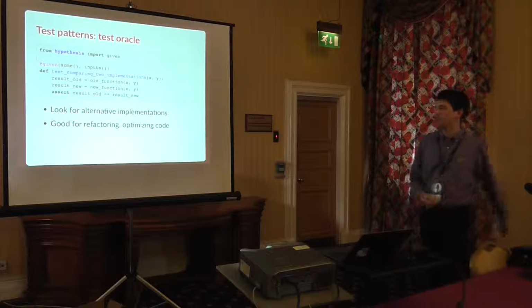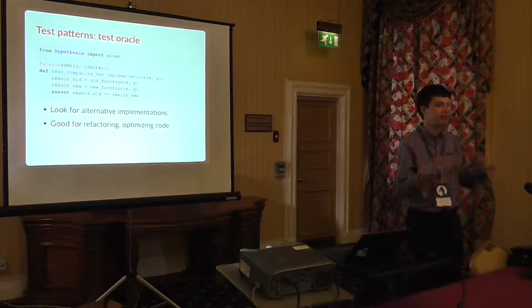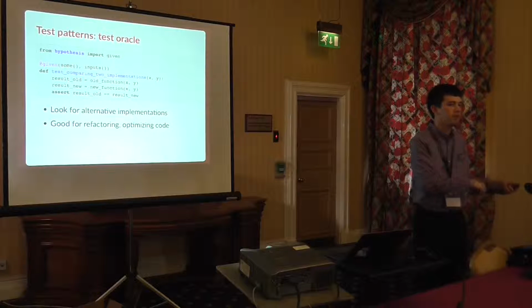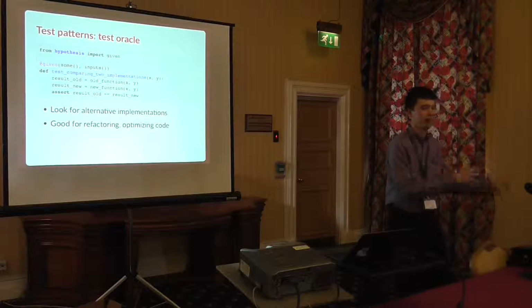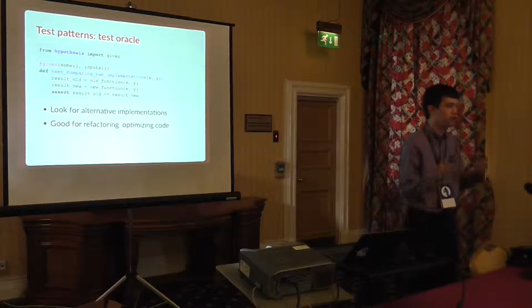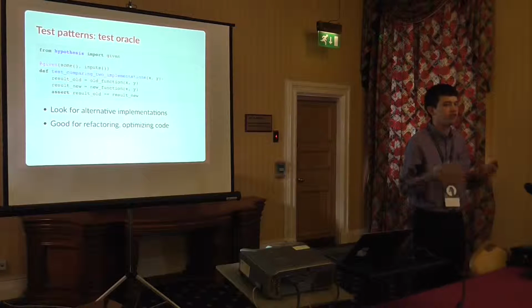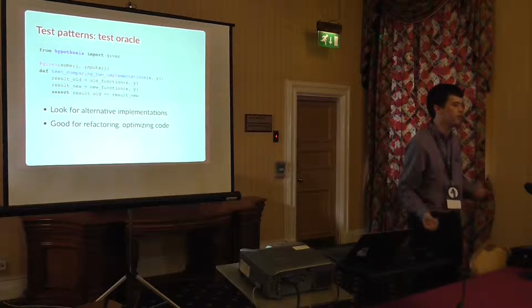Okay, another one, test oracle. I said at the start, you're throwing in random inputs, you don't know what the outputs are, but if you've got an alternative implementation of your function, you know exactly what the output is. You should compare it to that. This is a really good tool if you're doing refactoring, or optimizing code, or if you've just got a simple but slow implementation that you can't actually use in production. You can use this to make sure that your highly specialized version is working correctly.